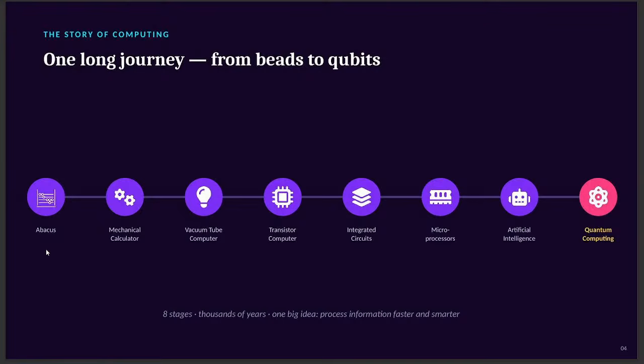But if you see here, over a long period, the size of each invention has been decreasing and the speed of the invention has been increasing. So now quantum computing is simply the next step in this long journey. It is like, if you assume quantum computing is like the abacus, look at how we went from the abacus to artificial intelligence. Quantum computing is also evolving in the same way, right?